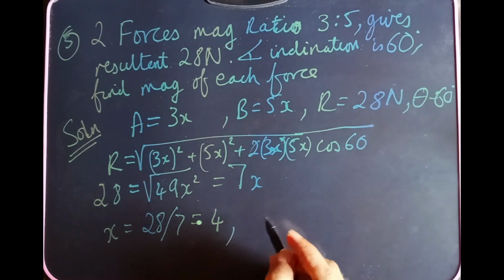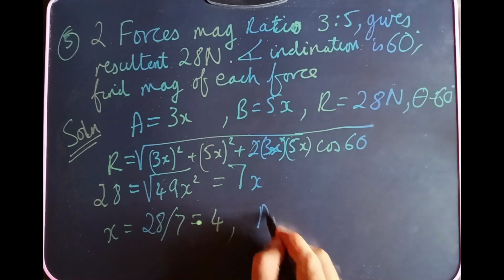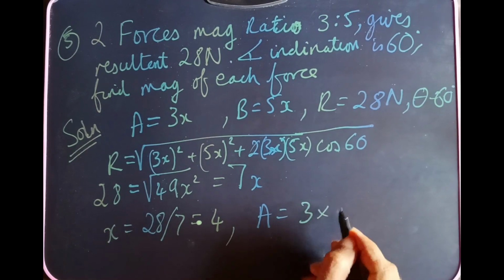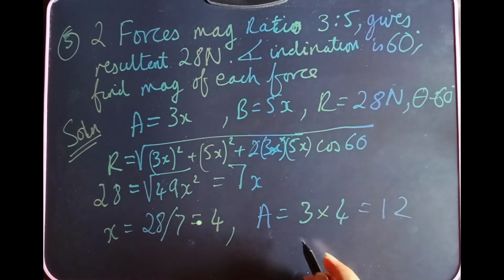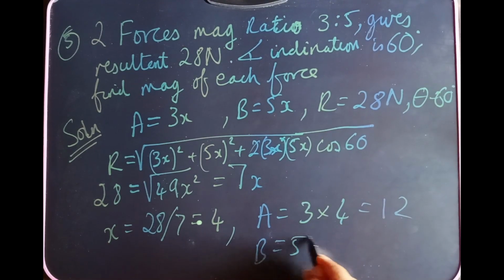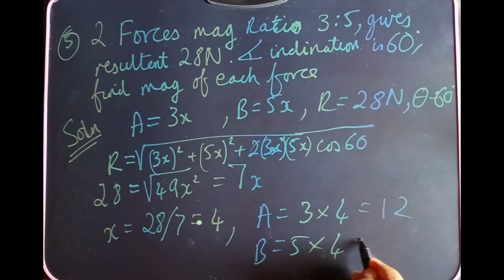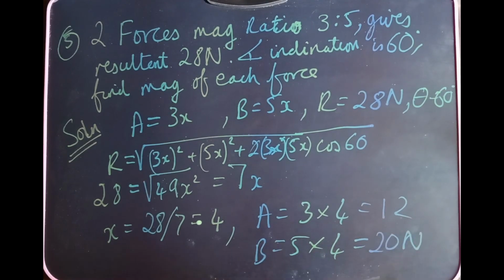So what will be the magnitudes now? A will become equal to 3 multiplied by 4, which is 12, and B will become 5 multiplied by 4, which is 20 Newtons. So this is the way how you will get the magnitudes of the forces.